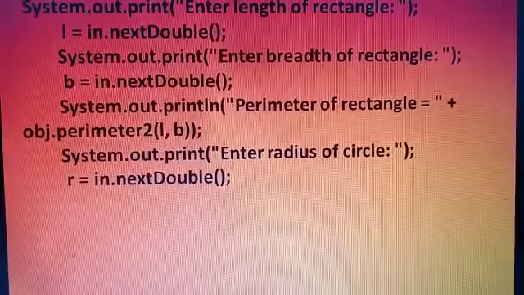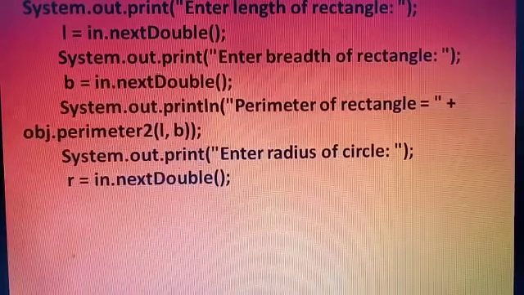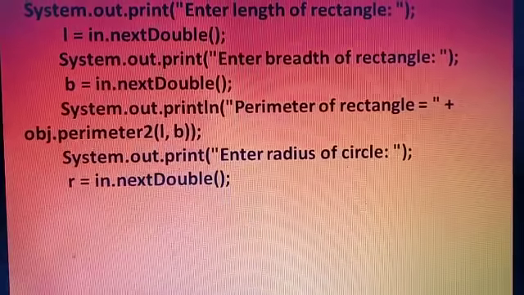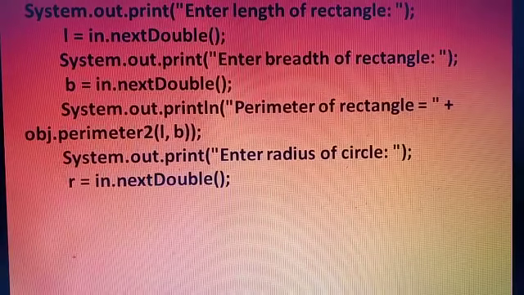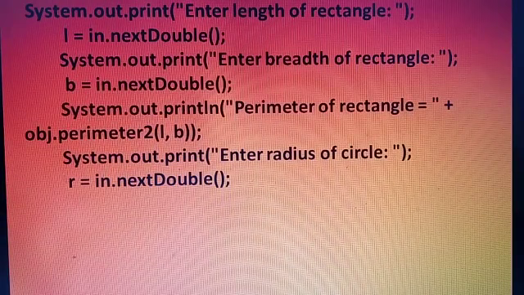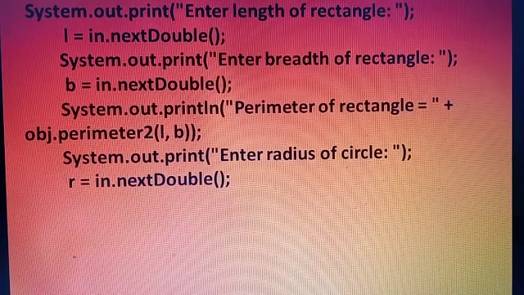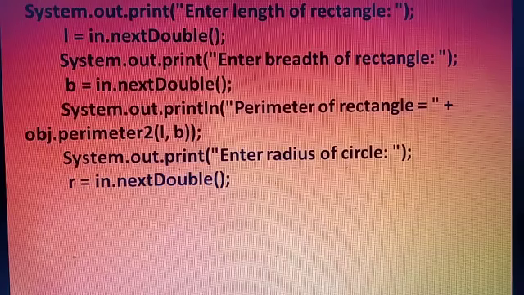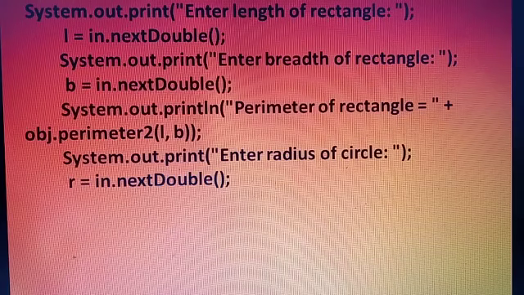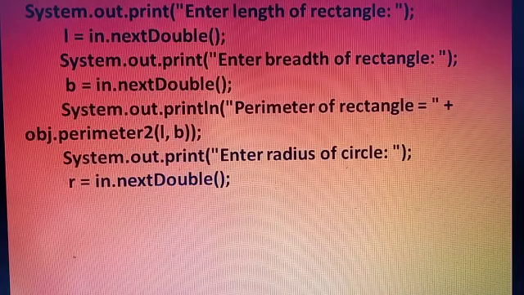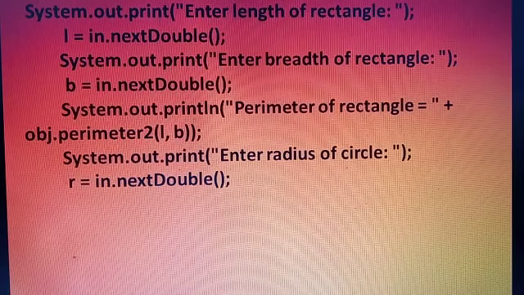In the same way you have to do the rectangle also. That means System.out.print enter the length of a rectangle. So L equal to in.nextDouble. And System.out.print enter the breadth of a rectangle. B equal to in.nextDouble. Then open and close bracket. Then how will you print? Perimeter of a rectangle equal to, in double quotes, plus obj.perimeter2 L comma B.